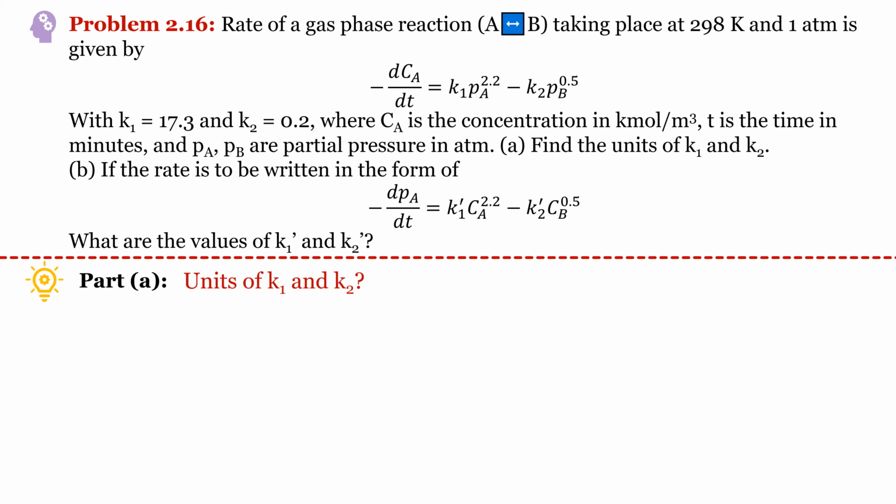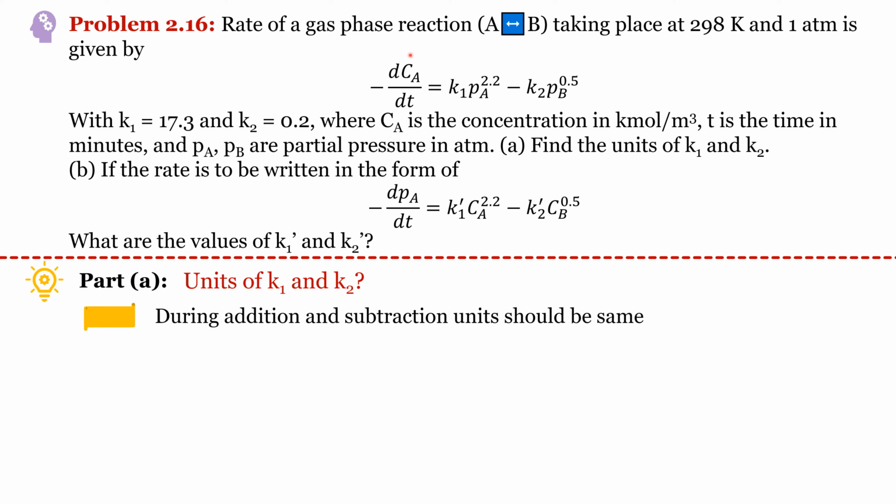So in part 1 we need to find the units of K1 and K2. Simply, we can write that the unit of this term equals the unit of this term equals the unit of this term, because during addition and subtraction units should be the same. Therefore, the unit of dCA by dt equals the unit of K1 PA raised to power 2.2 equals the unit of K2 PB raised to power 0.5.